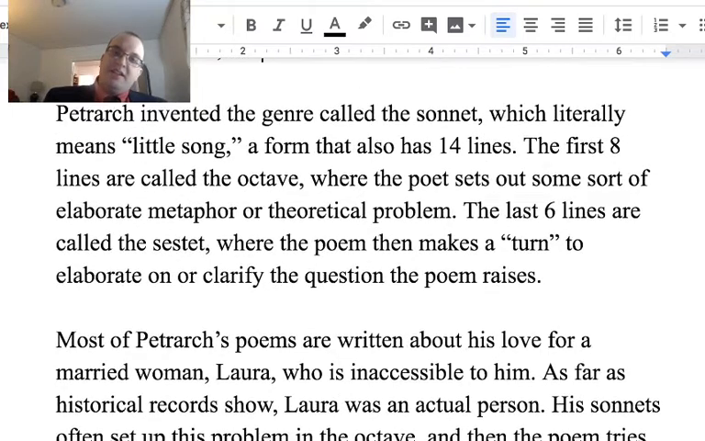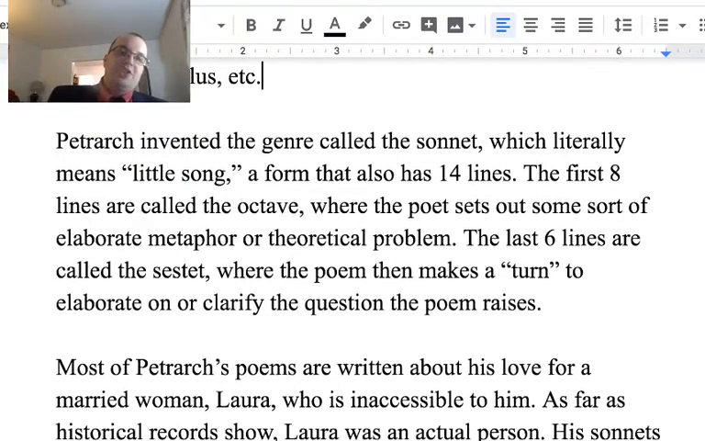The word sonnet means little song. A sonnet has 14 lines, okay, 14 lines. The sonnets are very mathematical. This is something we're going to talk a little bit about. So in those 14 lines, you have the first 8 lines that are called an octave.